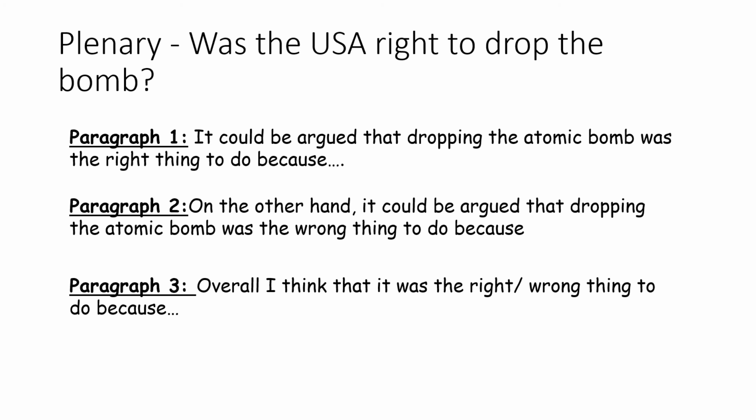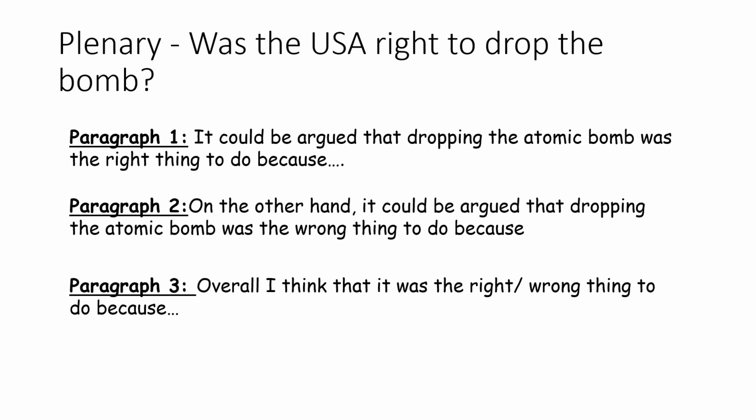So for paragraph 1, you could start it off by saying it could be argued that dropping the atomic bomb was the right thing to do because. For that one, you're going to be looking back at your table and looking at the evidence that's for dropping the bomb, and you can pick out the most important evidence, or the evidence that you think is the best, to go in there and explain why that supports dropping the bomb.